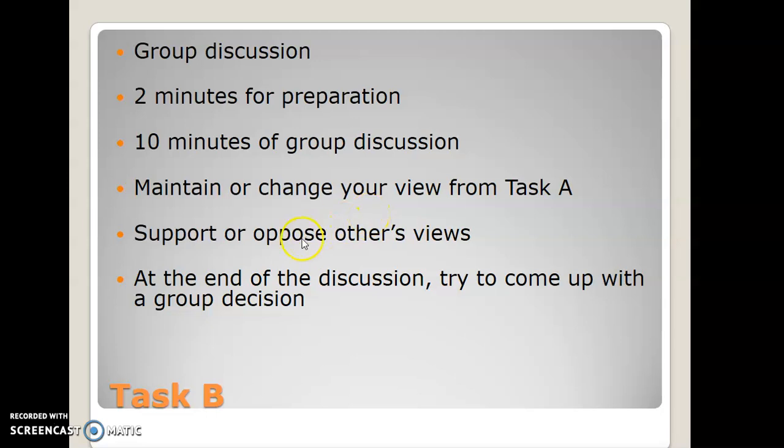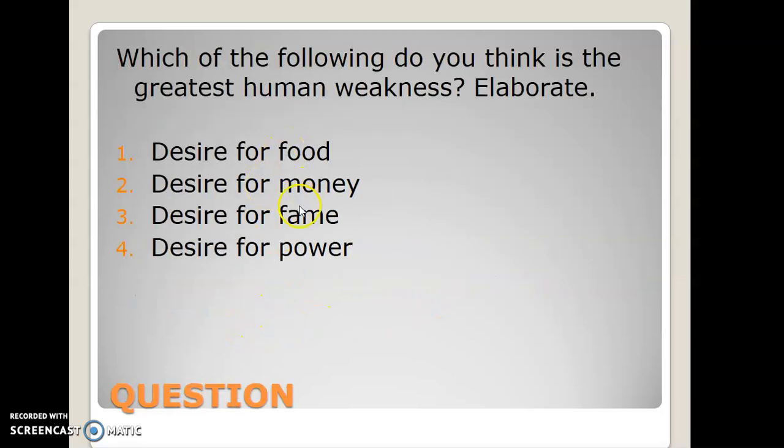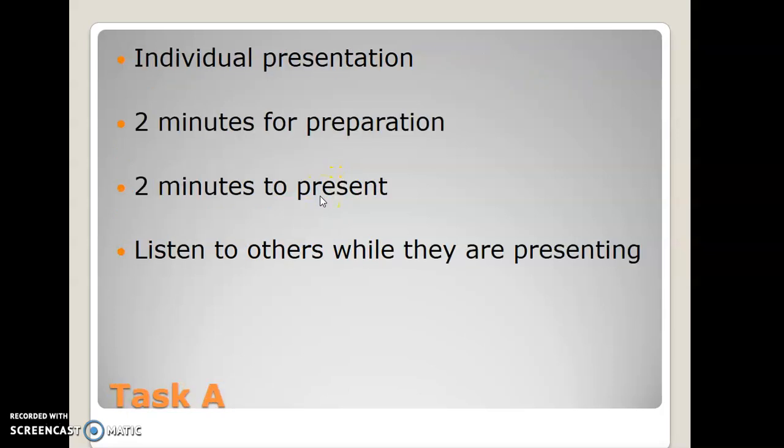All right. So at the end of the discussion, try to come up with a group decision, meaning to say, of all these 4, which one is the greatest human weakness? Come up with a group decision. All right. So I guess that is all for now, everybody.